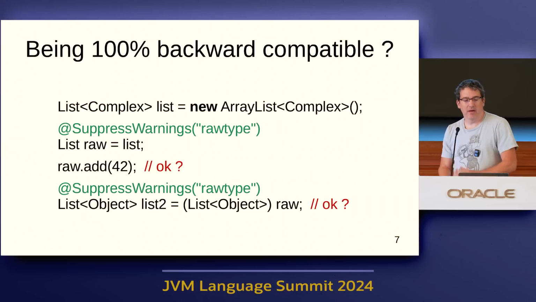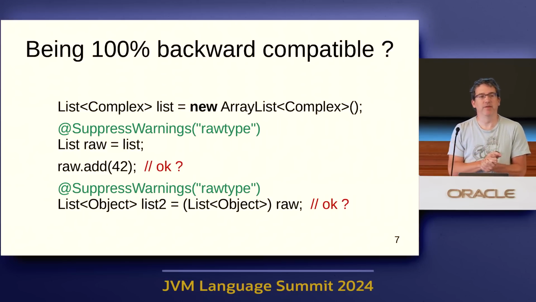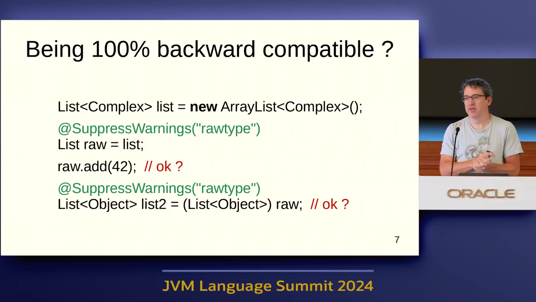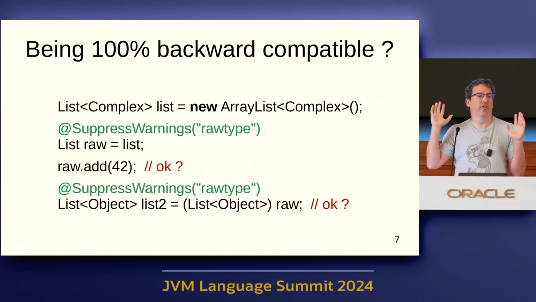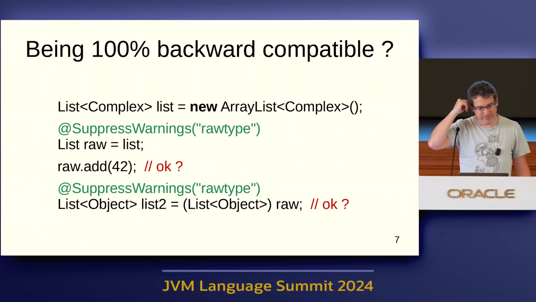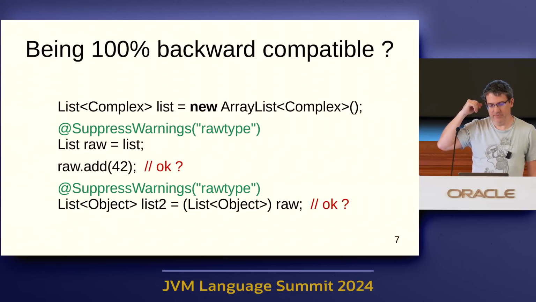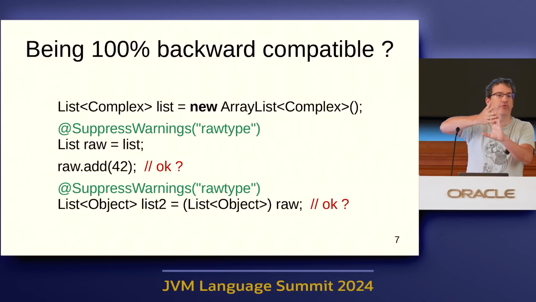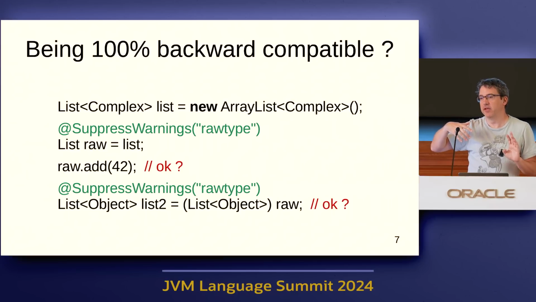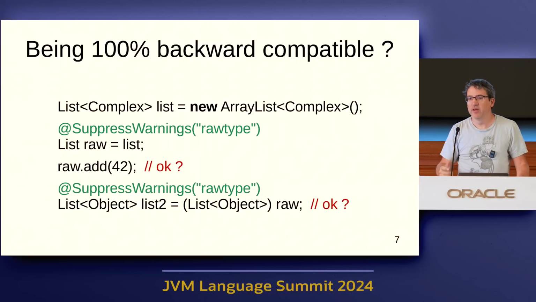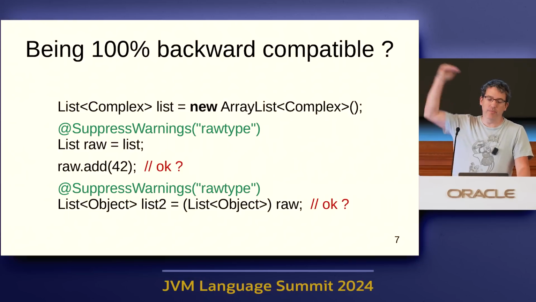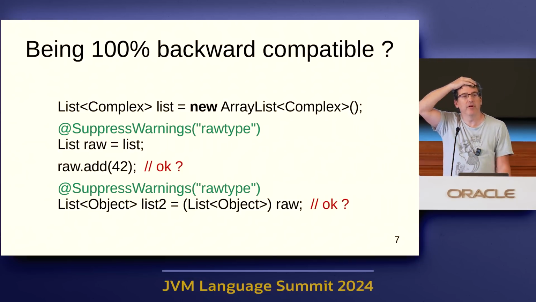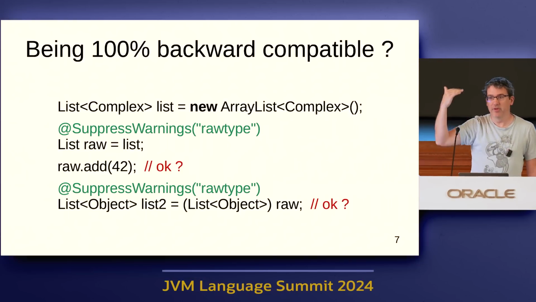We cannot be 100% backward compatible. Because in that case, it means that we cannot do a check when you do a store in an array or in a field. So basically, it means that there is no type specialization. So we know that we cannot be 100% backward compatible. That's why it's a spectrum. The question is what we should target.